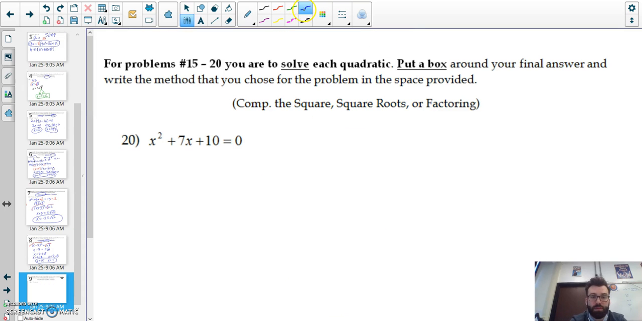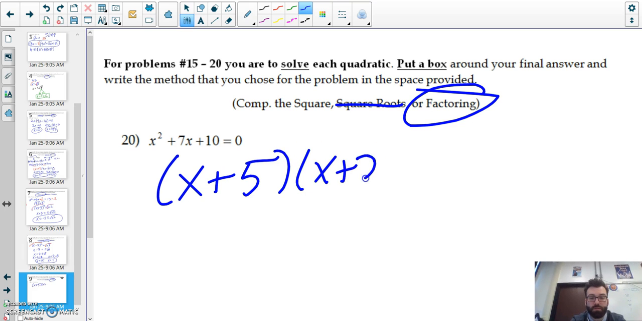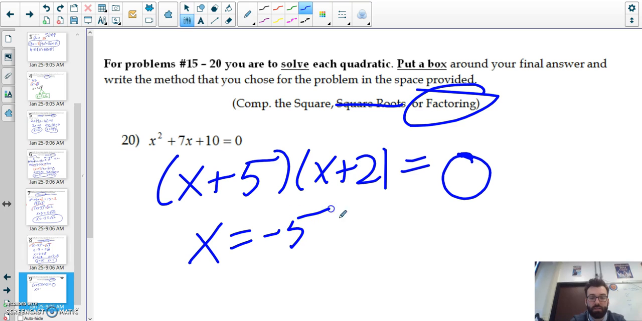Last one here. I have a trinomial. So if I have a trinomial, I'm most likely not going to be using the square root method here. I could complete the square, but I want to think about 10. Are there two factors of 10 that will add to give me 7? Yes, there are. So I'm going to factor this. X plus 5, x plus 2 equals 0. So x equals negative 5, x equals negative 2.